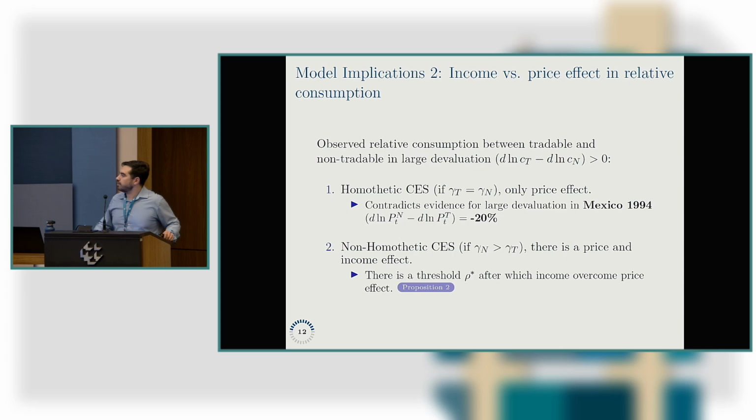So with homothetic CES preference, that is not possible. We have only a price effect, but with non-homothetic CES preference, we have a price and income effect. And actually, I show in a proposition that there is a threshold level equal to rho star. After that threshold, the income effects overcome the price effect, and that is the reason why we observe during large devaluations a stronger decline in non-tradable consumption than in tradable consumption.